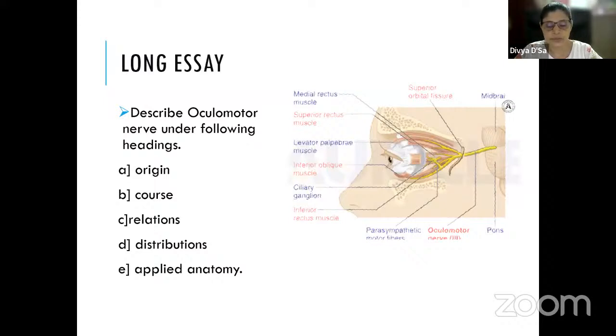So today we'll be dealing with the long essay questions, the short essay, and the short answer questions. One long essay question is: describe the oculomotor nerve under the following headings: origin, course, relations, distribution, and applied anatomy.